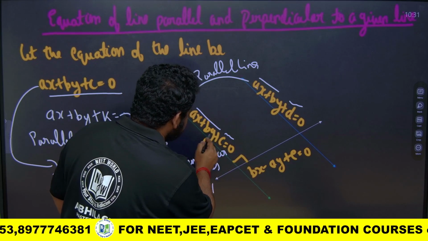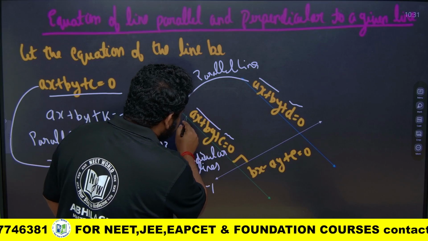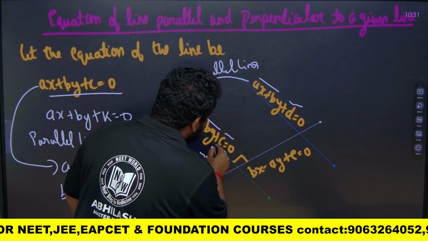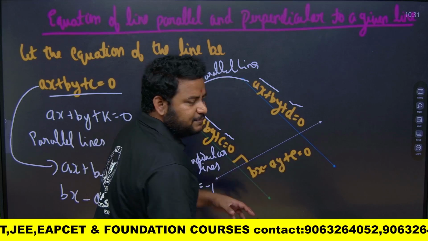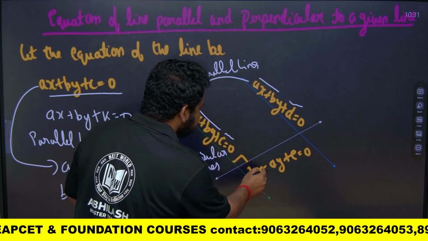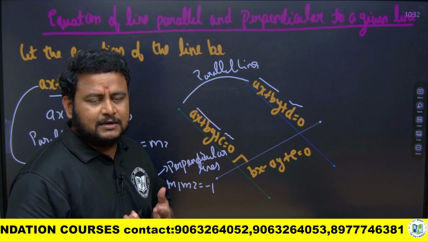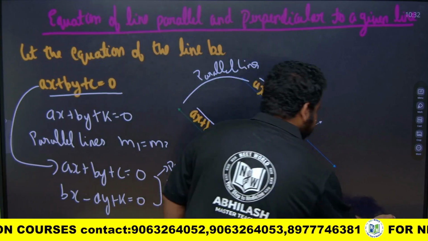Perpendicular line, crisscross method: b will become the coefficient of x, a will become the coefficient of y, so bx minus ay plus c. Here the constant may become different, but here it is a plus value, here it will become minus. That is, the sign will change. This is how you write perpendicular lines and parallel lines for a given line. Got it?